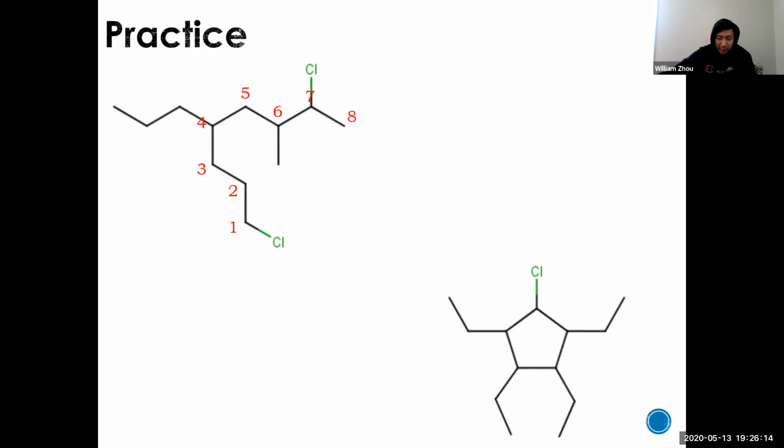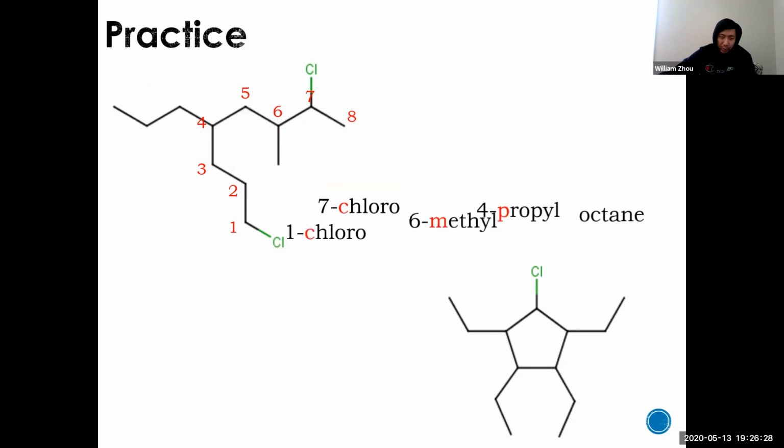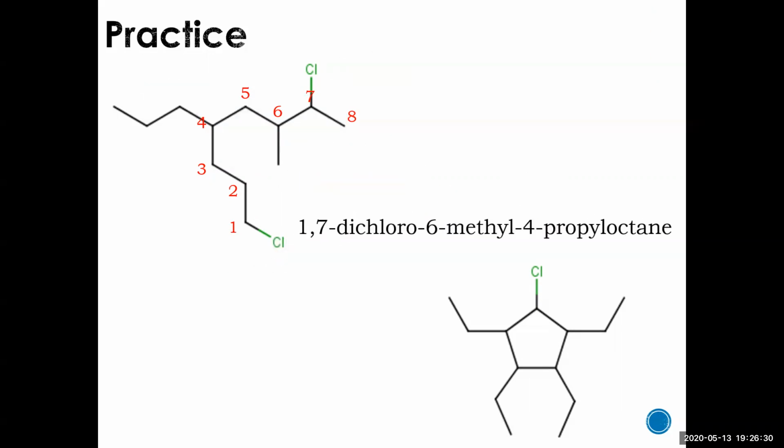Once you have that, you just start labeling. So that's octane, 1 chloro, 4 propyl, 6 methyl, and 7 chloro. Alphabetical order: C, M, and then P. So it's 1,7-dichloro, 6-methyl, 4-propyl, octane.